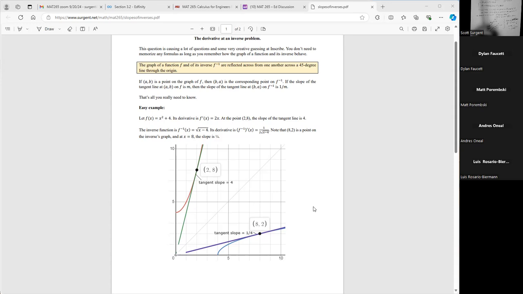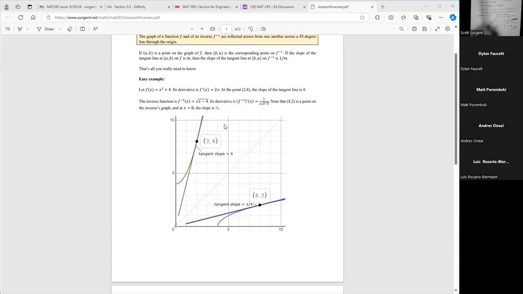So I give you two examples. This first example is easy because it's actually possible to solve for the inverse. You can actually work it out analytically, okay? And you'll notice you can see that nice reflecting going across the 45-degree line.